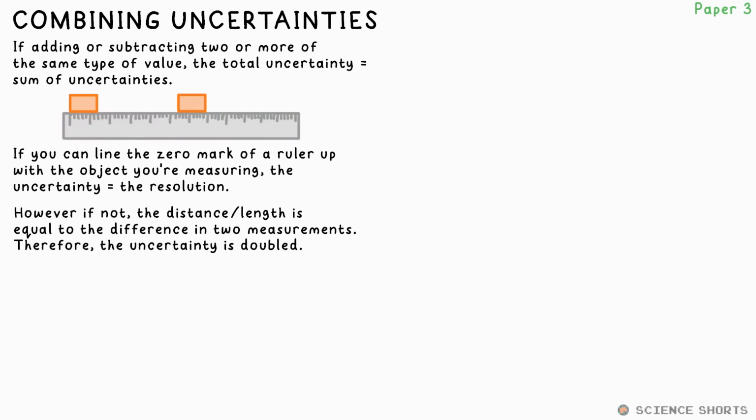However, if the ruler can't move and you have to find the measurement by finding the difference between 2 points, then the uncertainty will be double the resolution. This is because we've essentially just combined 2 uncertainties, or rather 2 absolute uncertainties. Absolute uncertainty is your normal uncertainty. It has a unit, just like the measurement.